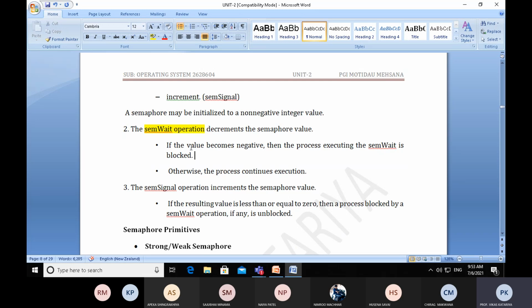So you have to remember, if the value becomes negative after decrementing, then as soon as the value becomes negative, the process gets blocked. Otherwise, the process continues execution. This can be done by a programming statement. You understand the syntax of C programming. So you can make the condition: if the value becomes negative, then the process gets blocked. Otherwise, the process continues its execution.